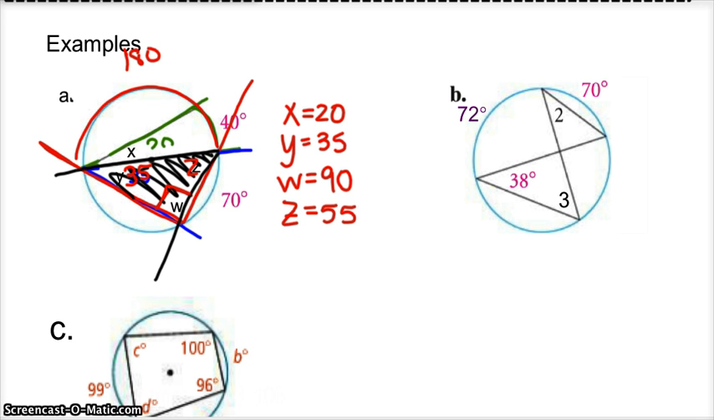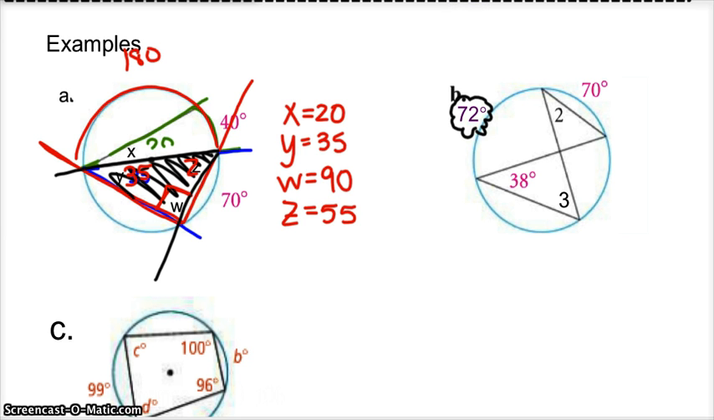All right, example letter B. Could you please add this 72? I was trying to modify the example and I forgot the arc measurement when I printed the packets. So please just add that 72 there for the purpose of an example.